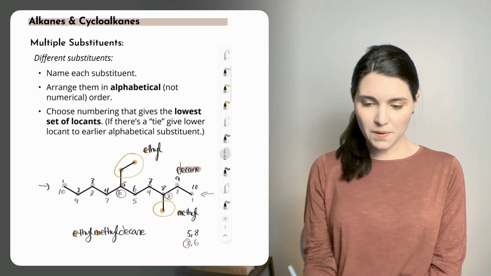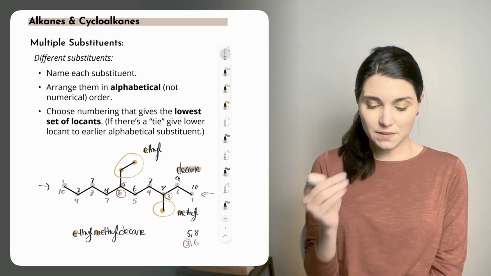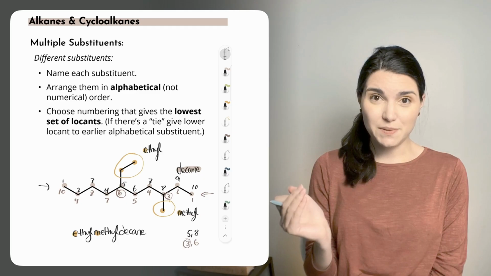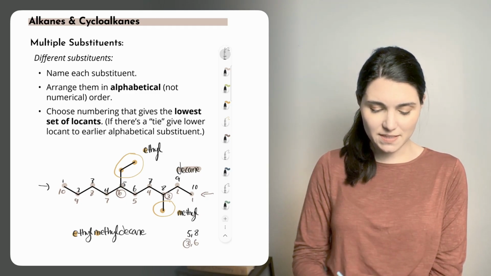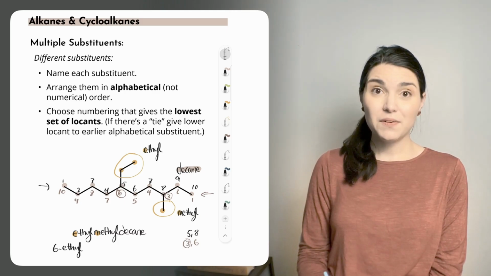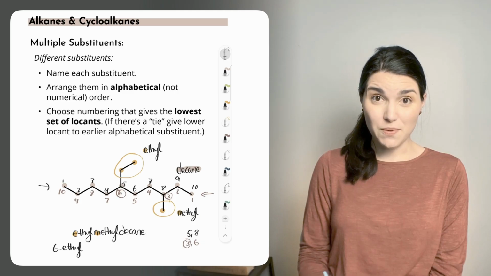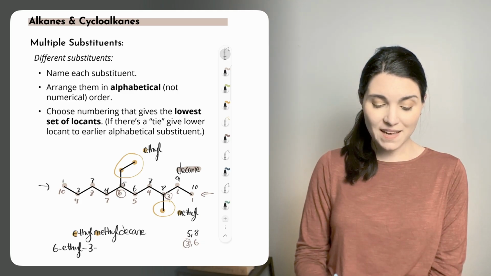And so we're going to put those numbers into our name. The locant goes right before the substituent that it refers to. So for ethyl, its locant is 6. So we're going to call this 6-ethyl. And then the methyl, we found that its locant was 3. So we'll go dash again, and then 3, and then dash again, methyldecane.